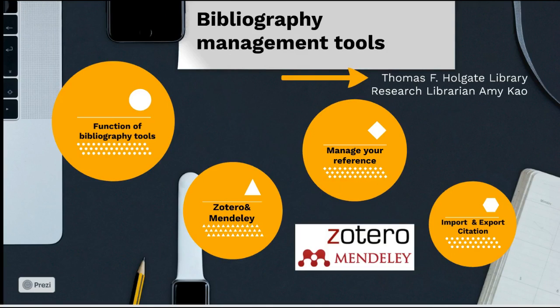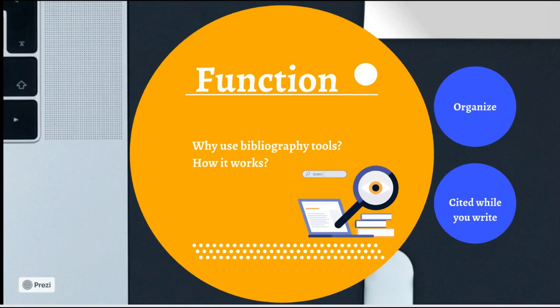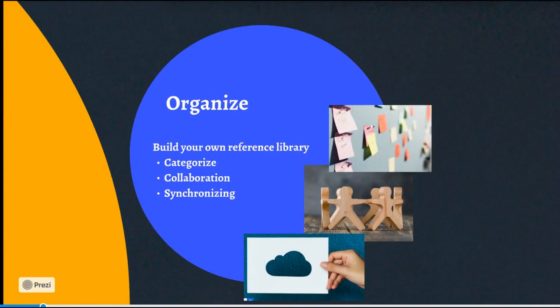First, the function of bibliography tools. Why use a tool and how does it work? It can help you organize your citations, build your own reference library, categorize citations, and also collaborate with a team member. And it can synchronize between the web library and your app.